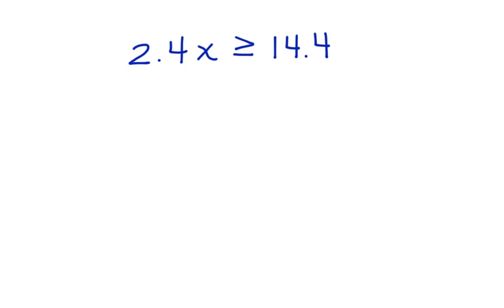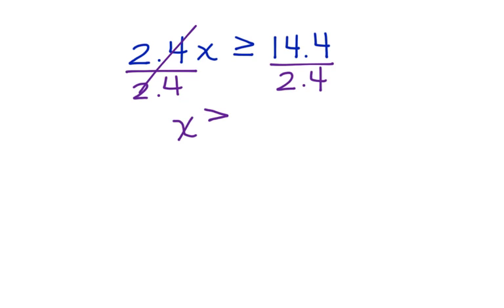2.4x is greater than or equal to 14.4. This inequality has multiplication in it, so we're going to divide both sides by 2.4. On the left side, these cancel. Bring down the x. X is greater than 14.4 divided by 2.4, which is 6. X is greater than or equal to 6. That is the solution for this inequality.